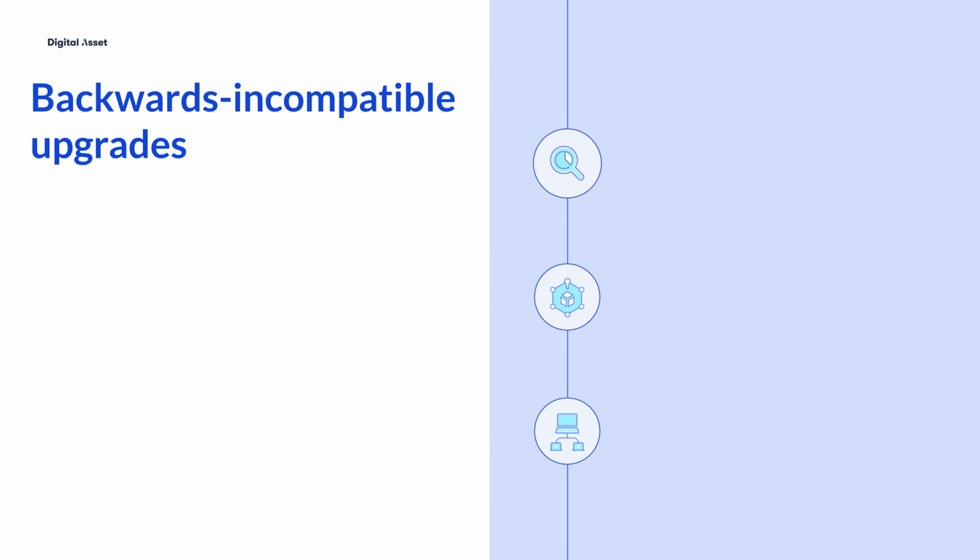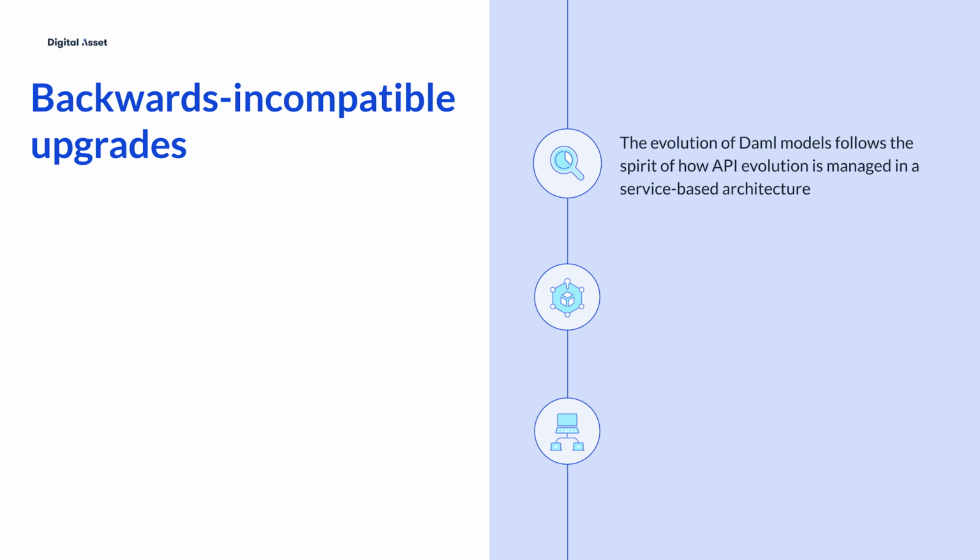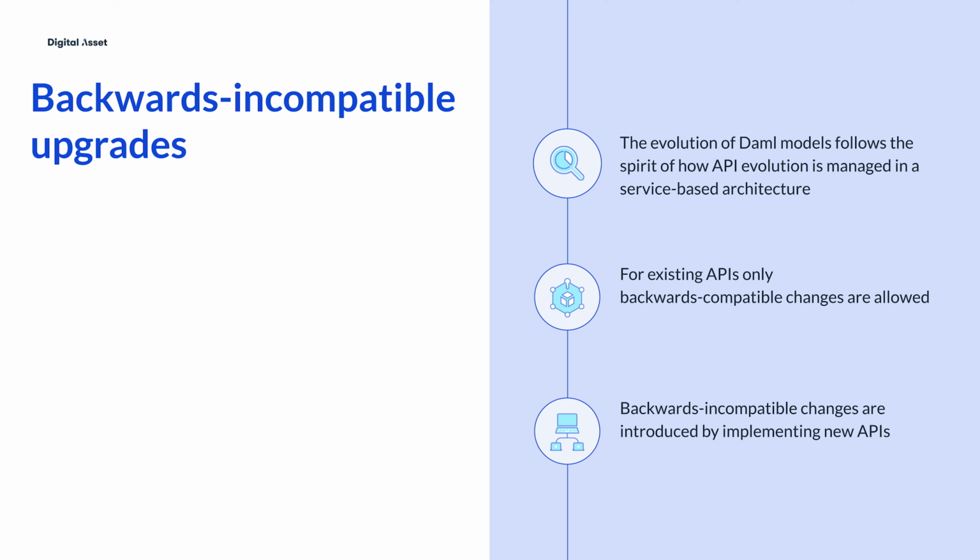Not all changes to the workflows of a Daml app fit within the support for backwards compatible Daml upgrades. The approach we've presented for managing the evolution of Daml models follows the spirit of how API evolution is managed in a service-based architecture. For existing APIs, that is the existing Daml code, only backwards compatible changes are allowed. Backwards incompatible changes can be introduced by implementing new APIs, that is, new templates and choices for new workflows.